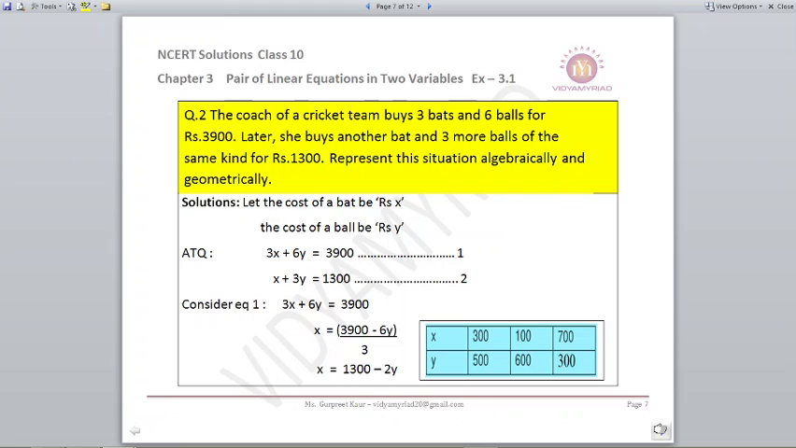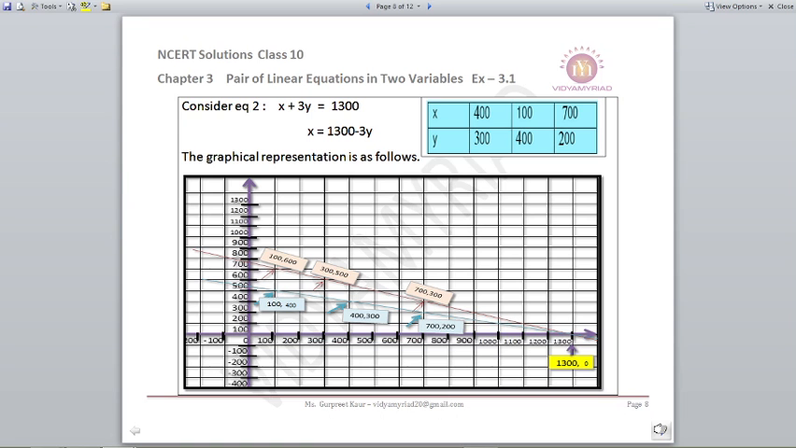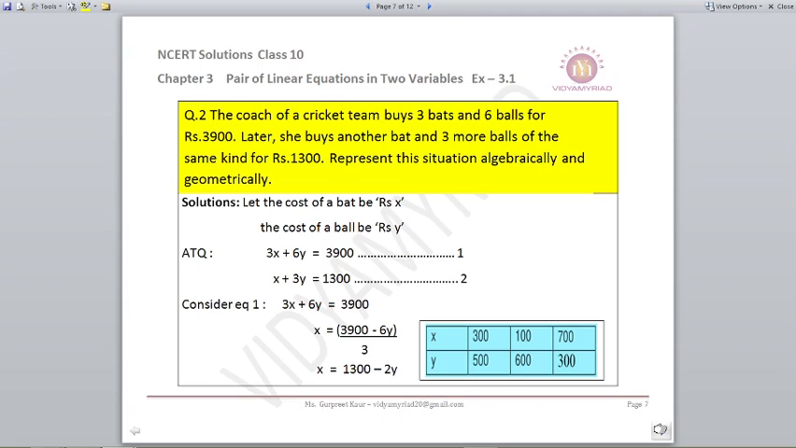Now, we have formed the equations algebraically. Let us find out the value of x. When we solve equation number 1, 3x plus 6y is equal to 3900, you get x as 1300 minus 2y. In the same way, in the second equation x plus 3y is equal to 1300, x comes out to be 1300 minus 3y. Using this, put the coordinates like I have done for 1300 minus 2y. Here I have assumed y as 500, so x is 300. When y is 600, your x is 100. When y is 300, your x is 700.